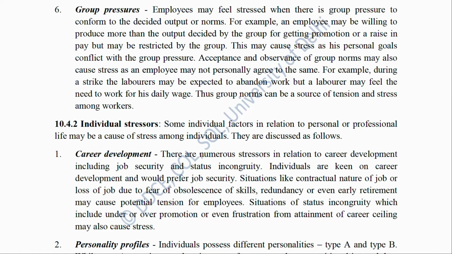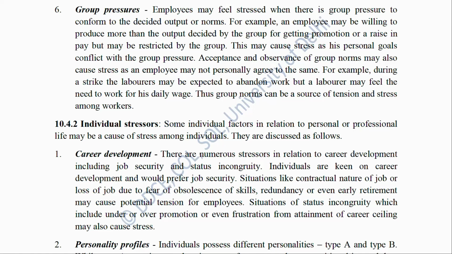Acceptance and observance of group norms may also cause stress as an employee may not personally agree to the same. For example, during a strike, the laborers may be expected to abandon work, but a laborer may feel the need to work for his daily wage. Thus, group norms can be a source of tension and stress among workers.